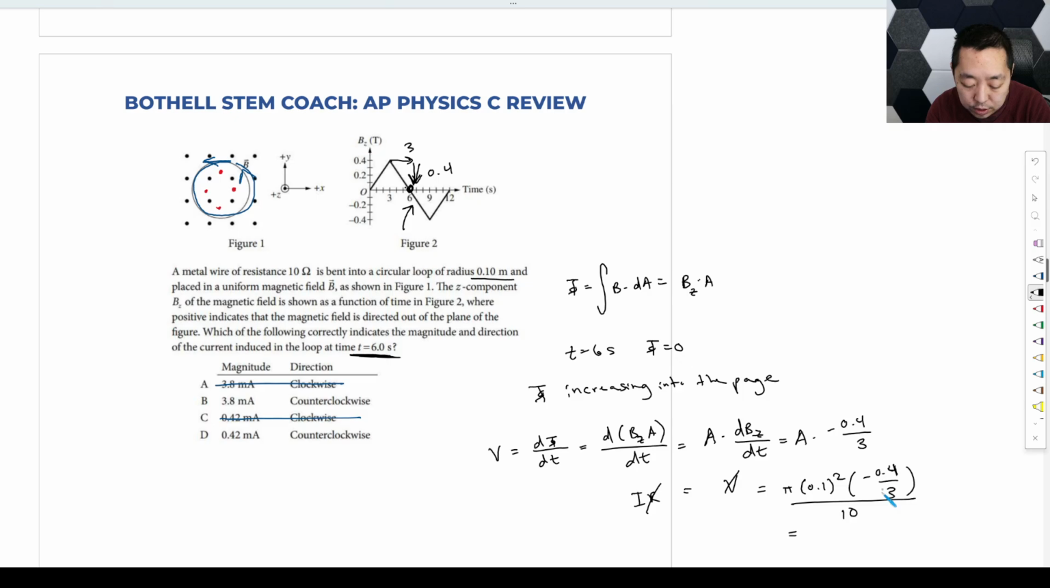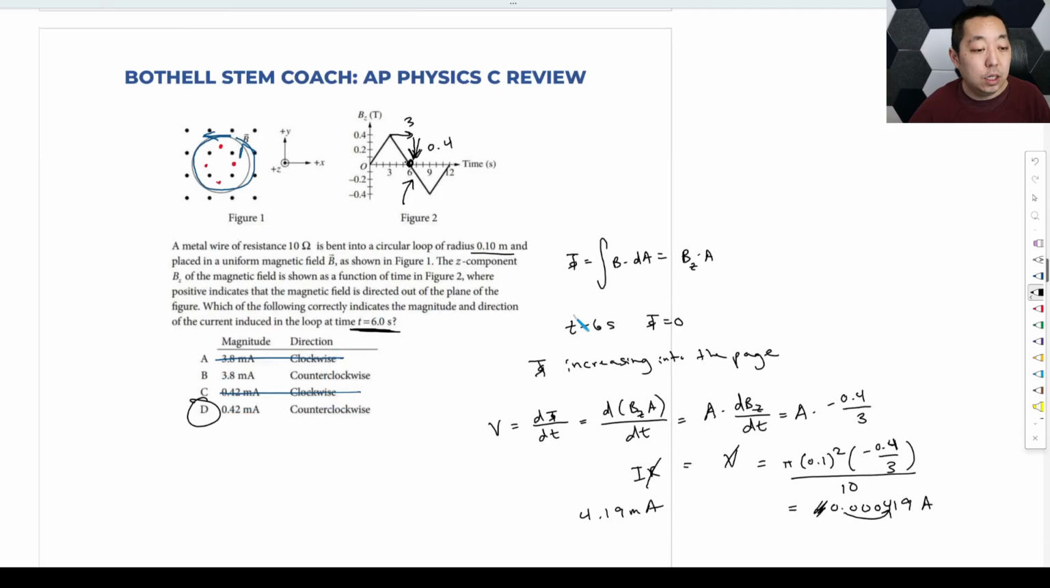So it's going to be pi times 0.1 squared times negative 0.4 divided by 3. All of that divided by 10. And I get negative 0.000419 amps. Don't worry about the negative sign. We've already handled the direction by our Lenz's law. And so if you multiply by 1,000, that's 4.19 milliamps. And so that's going to be D here. Okay. All right.